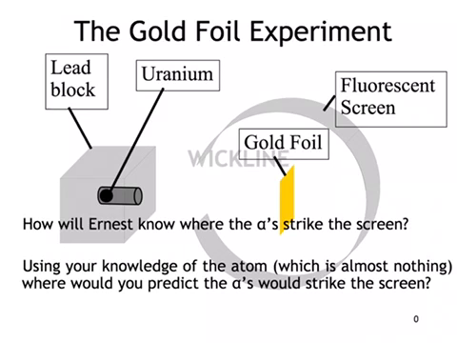So one thing that you definitely need to know is that you'll know that the alphas are striking the screen because the fluorescent screen will light up. Using our knowledge of the atom, where do you predict the alphas will strike the screen? Take a moment, pause the video, and make a prediction of when these alphas are shot out and they hit the foil. Where do you think that they'll actually hit the screen after hitting the foil?